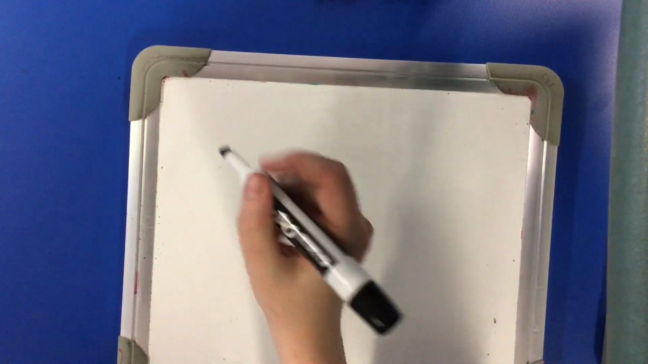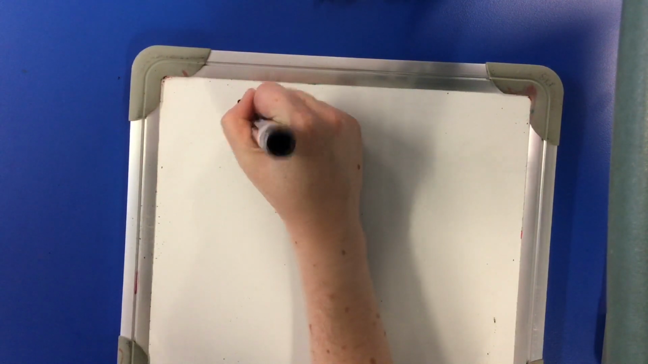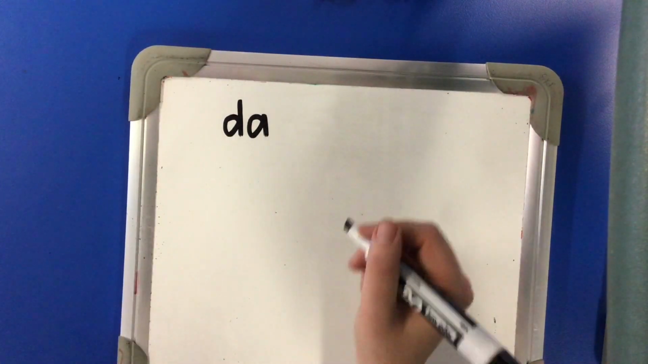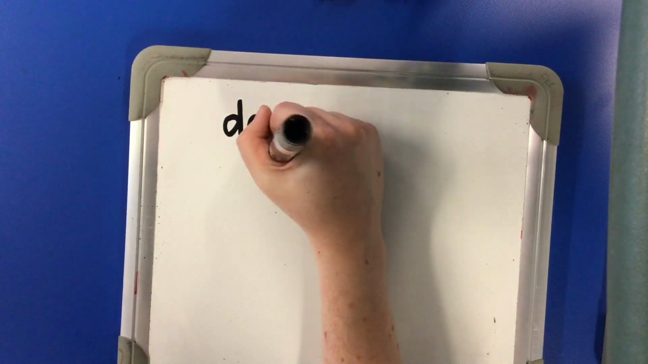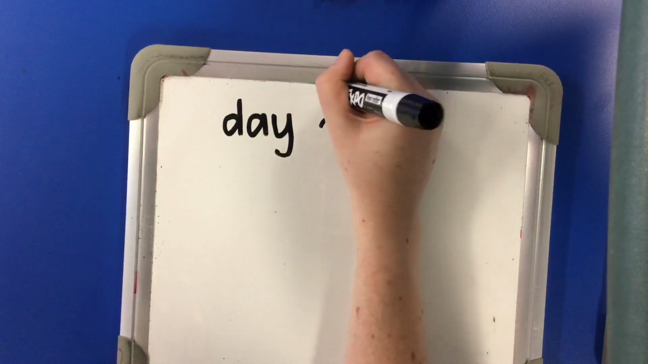Let's say I want to write day, and I bet we can all write this one on our own. I can't write that because that says da. I need to write a digraph to show that long sound, and I know that the digraph here is A-Y, like in play.